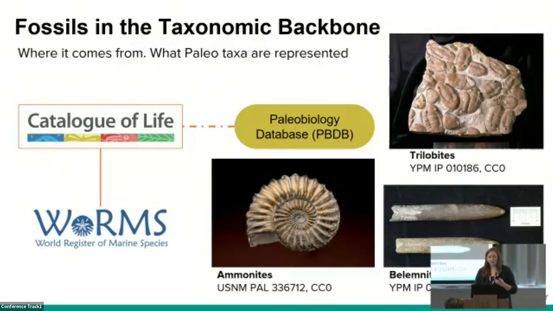Also with our Catalogue of Life conversations, we learned that because of all the many conflicts that can happen with the classifications, a lot of the data in the Paleobiology Database isn't actually integrated into the backbone because they don't fit the model or they don't fit within other sources of taxonomy. So you only really get groups like trilobites, ammonites, and belemnites, which are extinct groups.